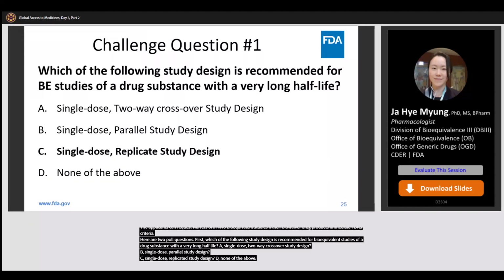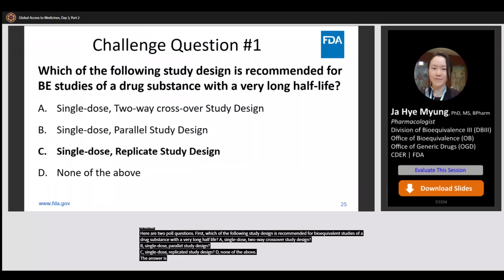The answer is C. Single-dose replicated study design. This is recommended for the drug substance with a very long half-life.